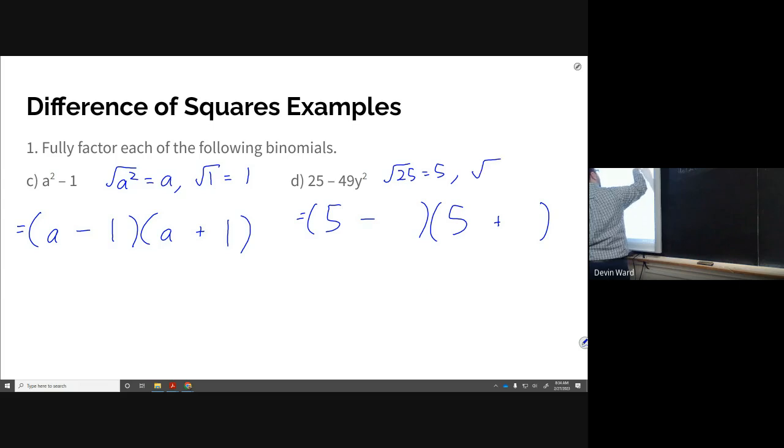Then we'll go square root of 49y squared. Square root of 49 is 7. Square root of y squared, which is y by itself. So 7y goes into the second spot for each one.